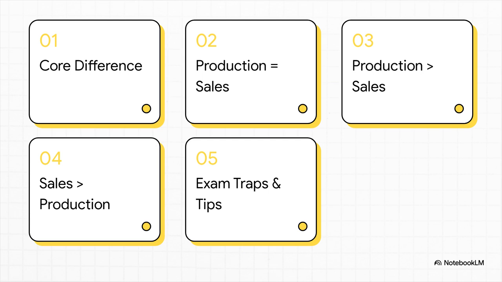1. The core difference. 2. Production equals sales. 3. Production exceeds sales. 4. Sales exceed production. And finally, 5. Exam traps and memory tips.